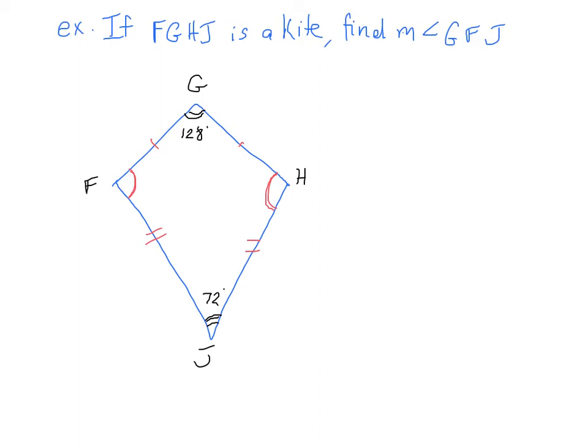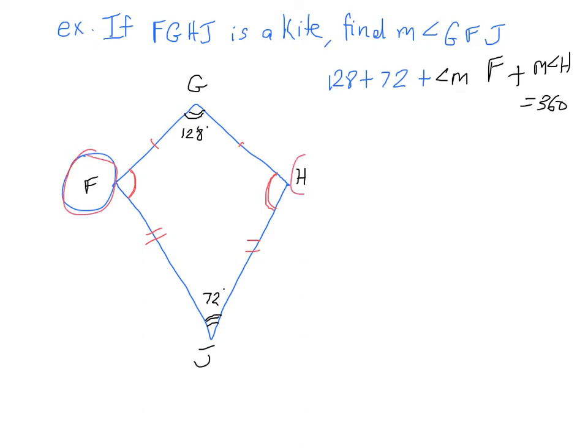So if I take 128 and add it to 72 and add up this angle, I should probably write it in the right way. So I'm going to add the measure of angle F and the measure of angle H. Then all four angles added up together should give you 360. However, we do know that the measure of angle F and the measure of angle H are the same thing. So I can replace this with the measure of angle F.